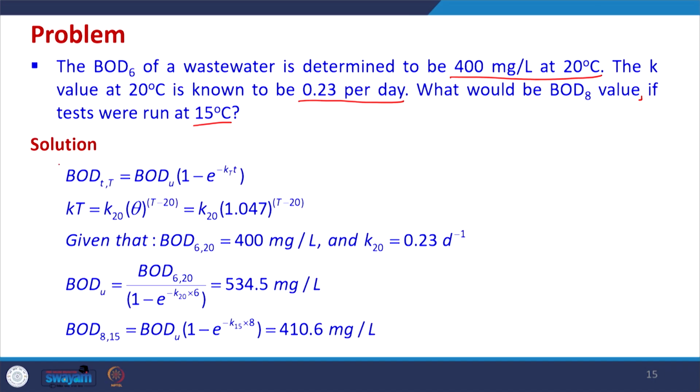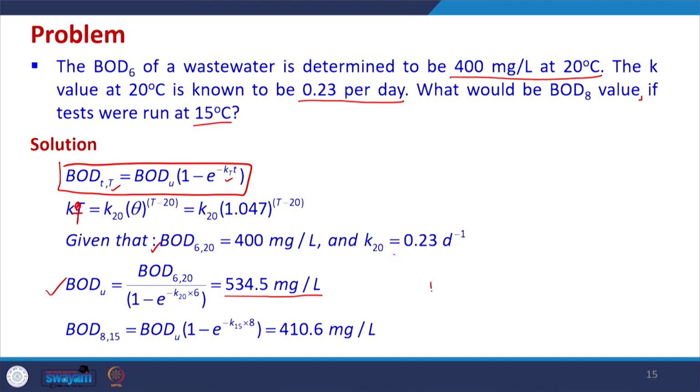So, earlier I had given this particular formula where the temperature was also written. Now, we use this particular trick to find out the value of ultimate BOD. BOD6 at 20 degree centigrade is given to be 400 milligram per liter, K20 is also given. If we keep both the values, BOD6 and K value, we can determine the ultimate BOD, and that will be 534.5 milligram per liter. Once the ultimate BOD has been determined, we can again use this formula to find out the BOD8 at 15 degree centigrade.